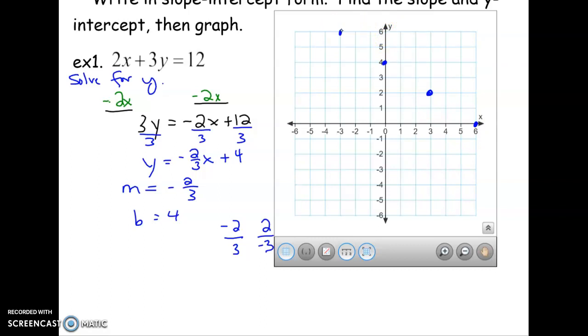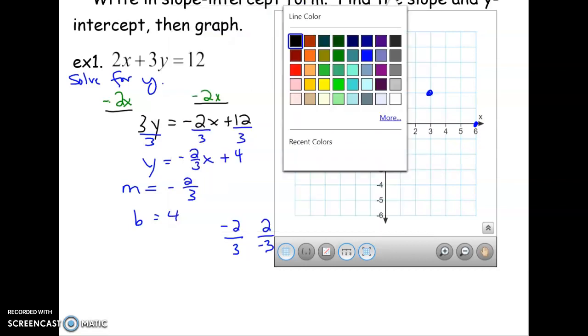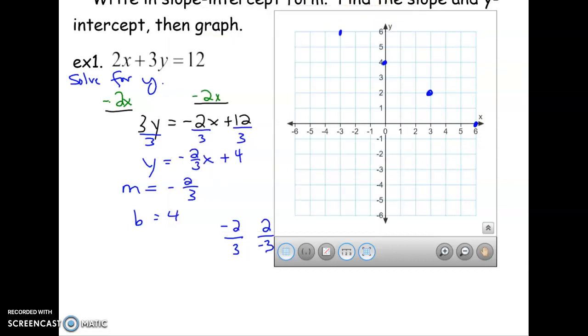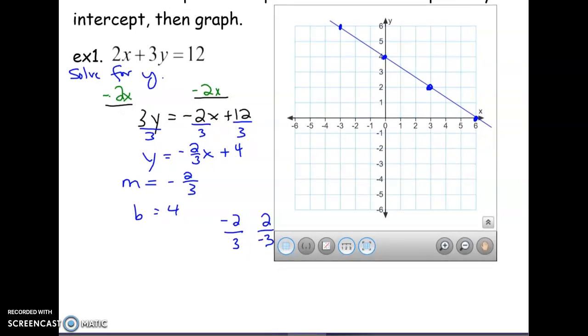Okay, and then go ahead and grab your straight edge and connect the dots. And then don't forget to put the arrow on at the end to show that it's going to keep going forever. There we go. All right, let's try another one.